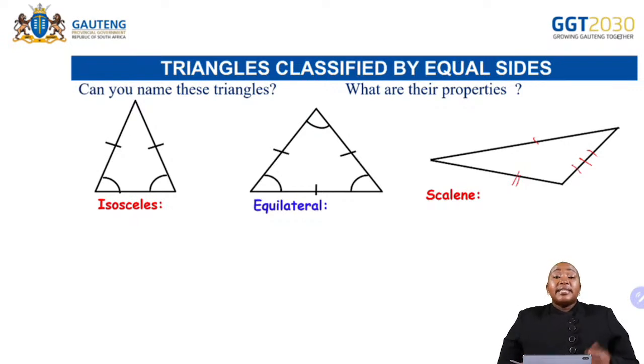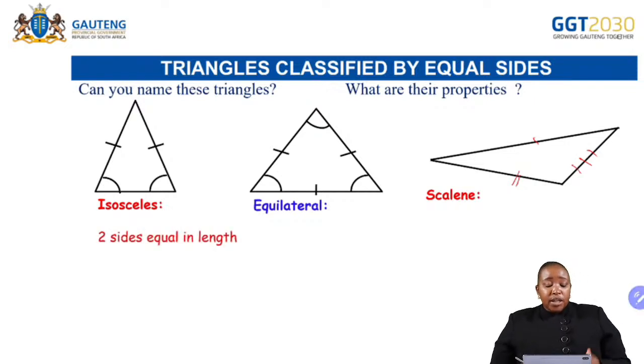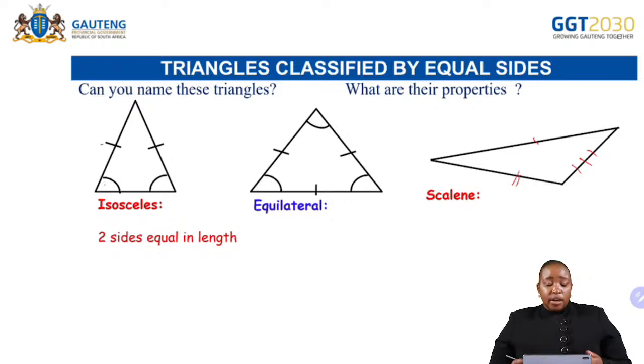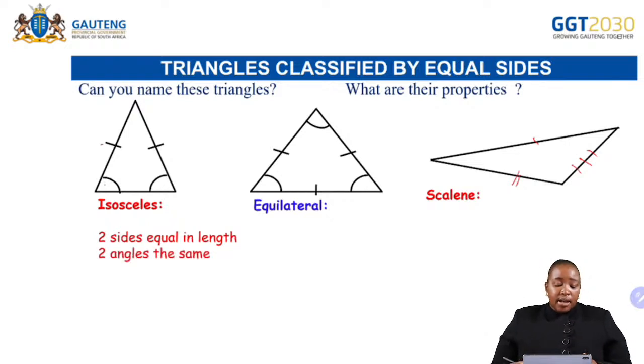Now let's discuss their properties, okay? With an isosceles triangle, what do we need to note? We note that they have these two symbols here. So those two sides have the same length, right? And also these two angles are also equal. So it will have two angles that are the same, or they'll have the same value, as well as the sides that are also equal. So two angles, two sides that are the same, right?